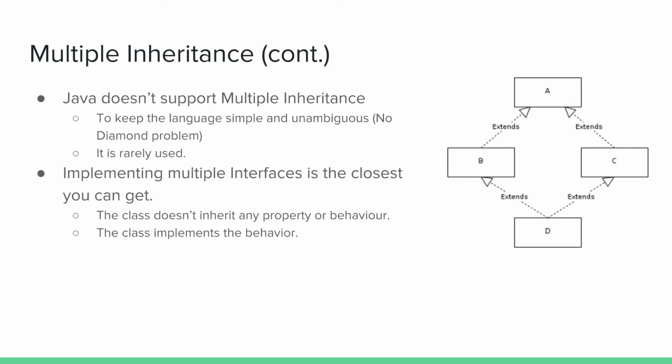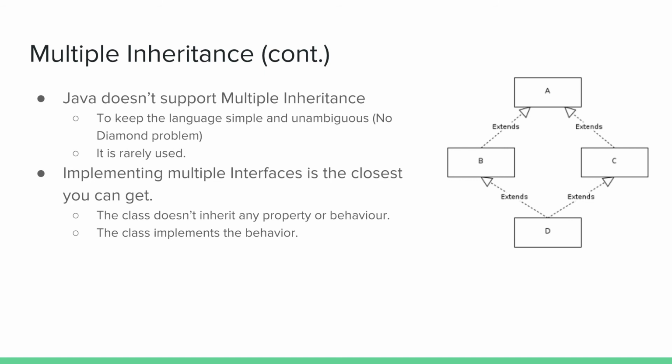On the other hand, Java does not support multiple inheritance with classes, for the reason of simplicity. That is, they didn't want the diamond inheritance problem, so that there is no ambiguity, because if multiple classes, as you can see here, both implement the function of A and then D inherits it, D will not know which one to use, the one from B or the one from C, because they're at the same level. Also because multiple inheritance in general is rarely used.